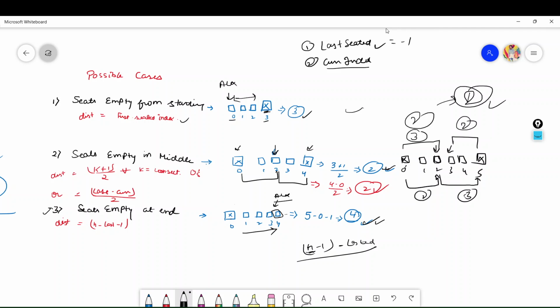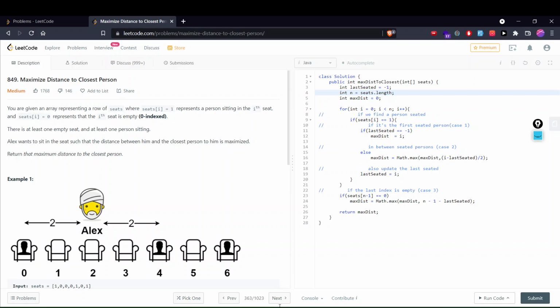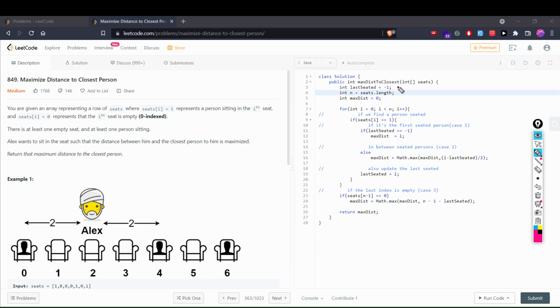And if you are clear with these three cases, we simply have to traverse the array and keep in mind the last seated index, and we will be able to solve this problem, right? So let's jump into the code and see what we have implemented here. First, the last seated index would be -1, because we don't know whether any person is sitting at an index or not, and n is the total length of this array, and the maximum distance is 0 at the start. So this is the basic traversal.